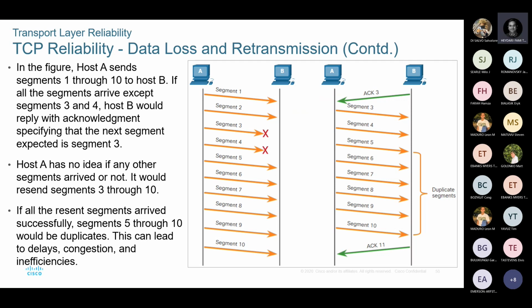Why did I say the native or pure behavior? Because this is not efficient if you think about it. You have lost only 2 segments out of 10. But because the lost segment happened to be at the very beginning of this communication, you are forcing host A to resend segments 5, 6, 7, 8, 9, and 10, while those segments were already received without any problem. They were healthy, they were not lost. But you're forcing host A to resend those because of the 2 lost segments that you had, which are segment 3 and segment 4.